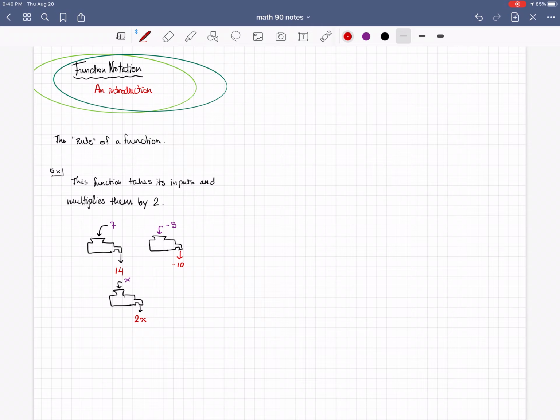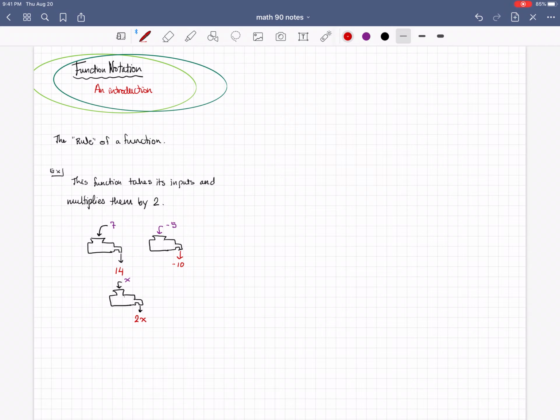So now, what if I wanted a way to express this more quickly? What if I didn't want to have to write all these words: the function takes its inputs and multiplies them by 2? And thinking ahead, what if the function is more complex? What if it multiplies them by 2, then subtracts 7, and then divides the result by 3? What if it's an involved function and we don't want to have to write everything out? It would be good to have some symbolic notation, a shorthand of sorts, that said the same thing.